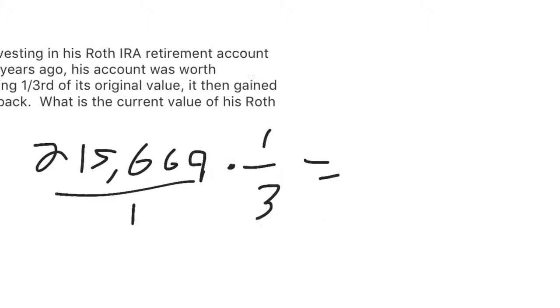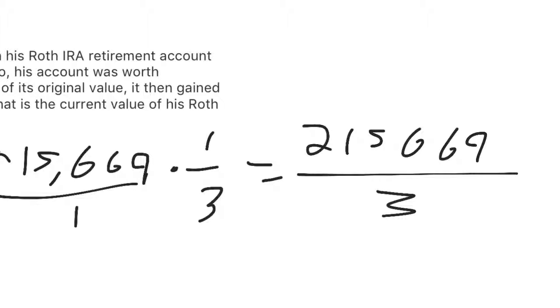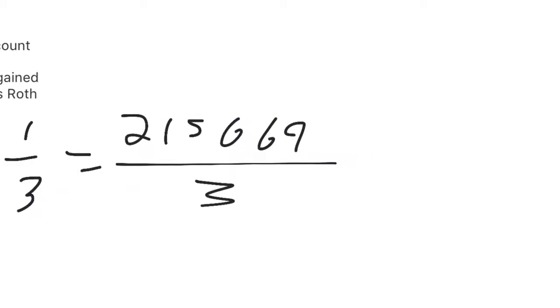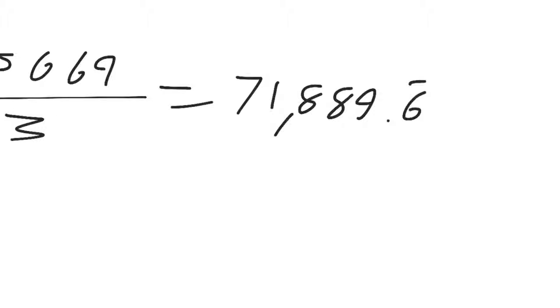So it gives you 215,669 up top and 3 on bottom. But a quicker way of doing these types of things is if you're trying to multiply something by 1/3, that means you divide it by 3. So 215,669 divided by 3 is what I'm going to punch in my calculator. So I got 71,889.6 repeating. That's what that bar on top of that 6 means.